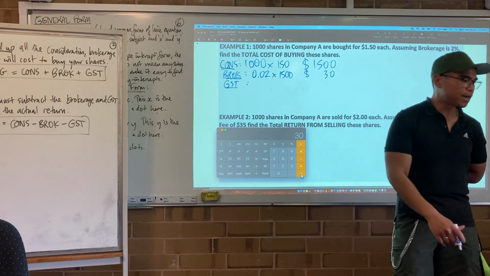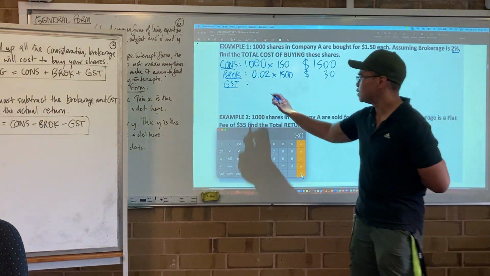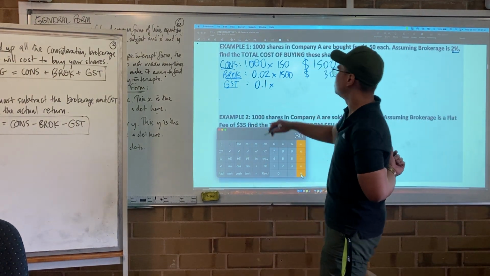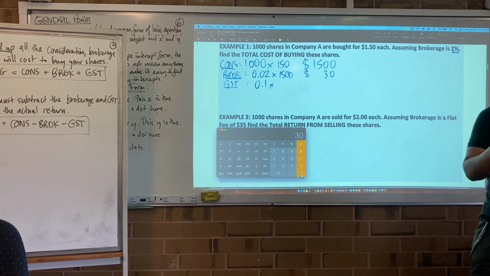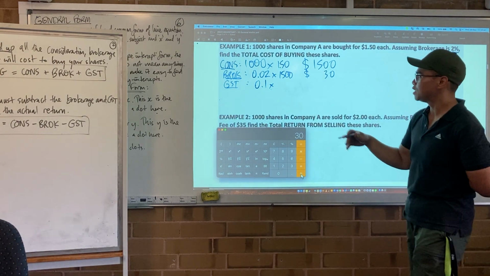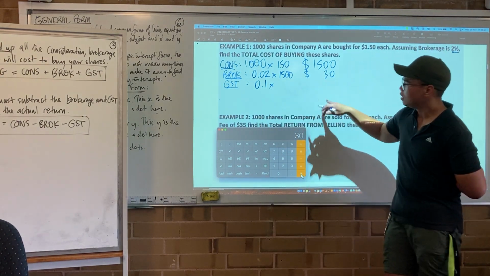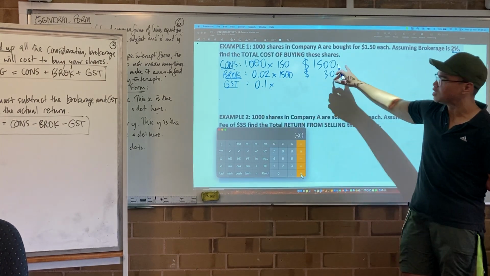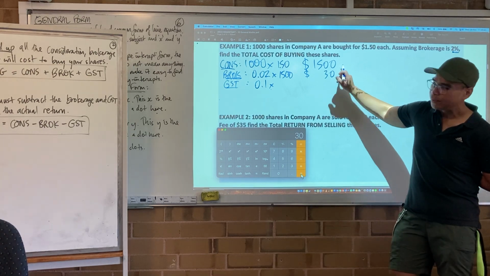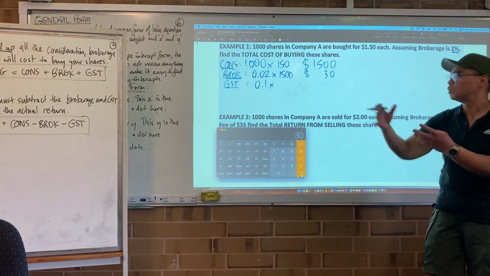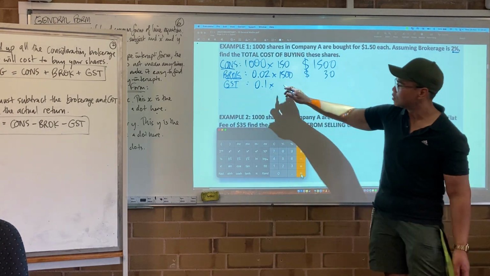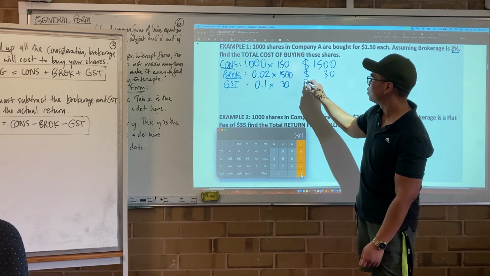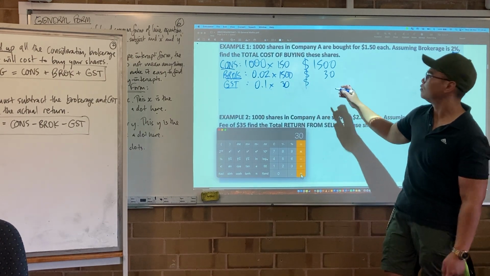What's GST in Australia? What percentage? 10%. So it's going to be 0.1 times by 30. I saw some people in my tests and the other class as well finding 10% of this. You're not being charged 10. The government is not taking 10% of all of your money. They're taking 10% of what the broker charged. Okay? So 0.1 times by 30, which is going to be, what's a tenth of 30?